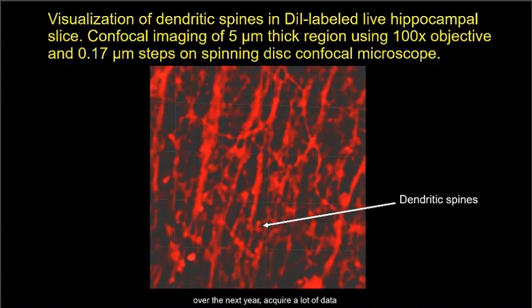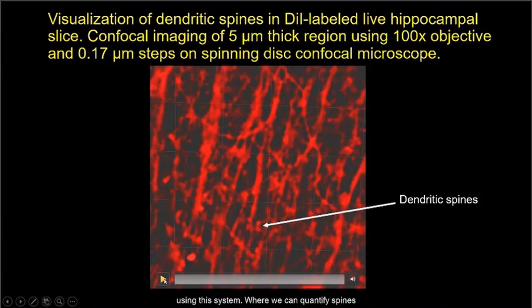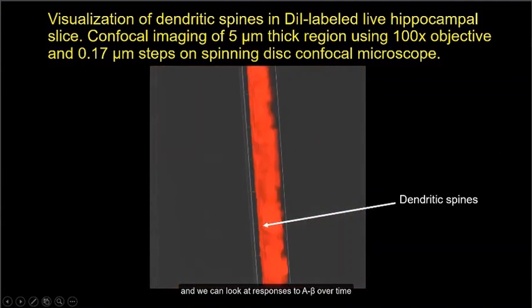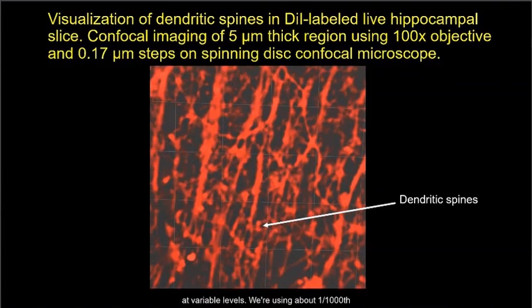We should be able to get measurements of spine density and spine shape changes using the system, where we can quantify spines. We can look at responses to A beta over time at very low levels. We're using about 1/1000th the level of A beta that most people use, because they use synthetic A beta. We use A beta that's a secreted form from cell culture that we can fractionate, and the dimer-trimer fraction is really where the potency is for rod formation. So we're focusing on that.